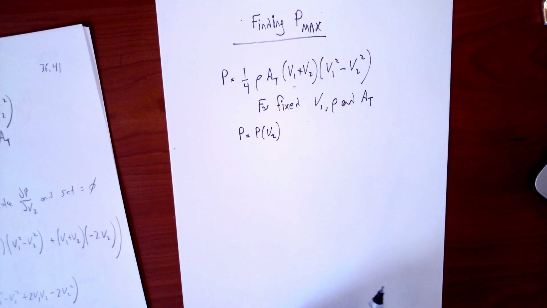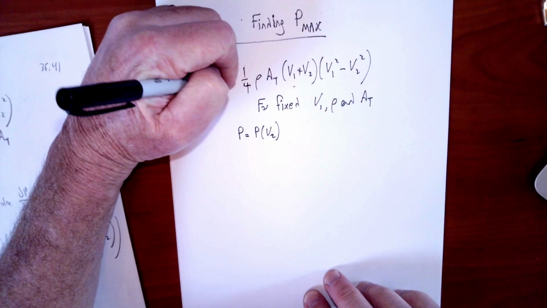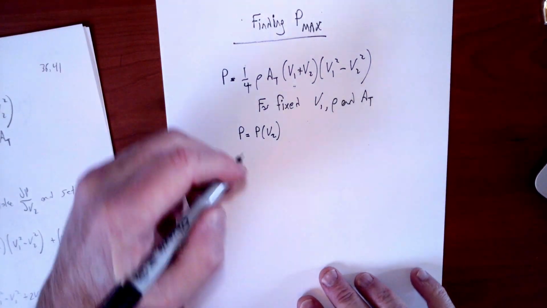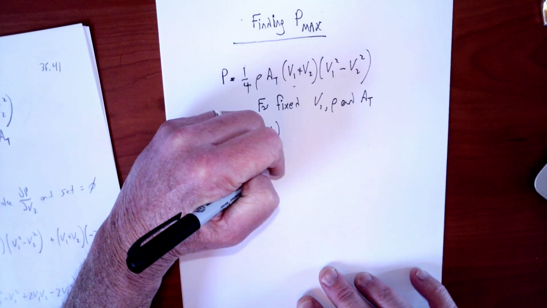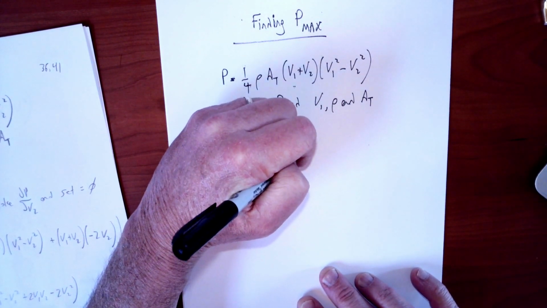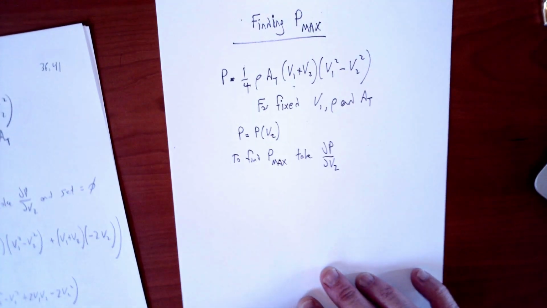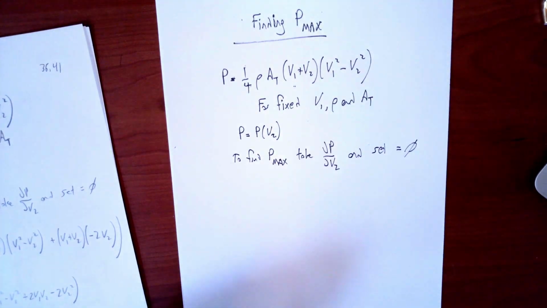Well, how do you find maxima? Happily, you're all engineers, which means you're very good at calculus. And so we know that the way you find maxima and minima is you take derivatives. You take a derivative, and then you set that derivative equal to 0, and that will find you a maximum or a minimum. So to find P max, we take dP/dV2, because that's our variable, and set it equal to 0. We're going to take the derivative with respect to V2 and set it equal to 0.